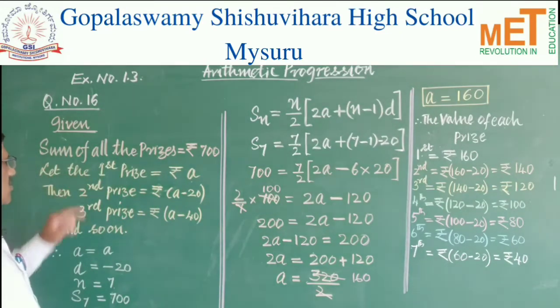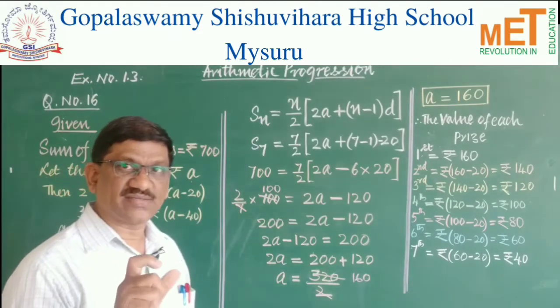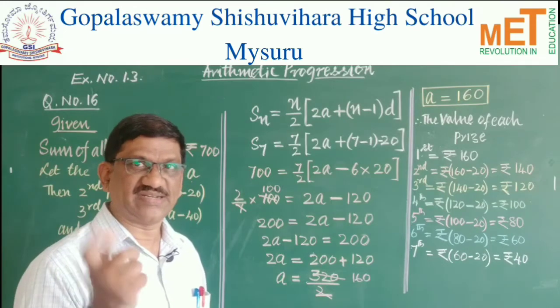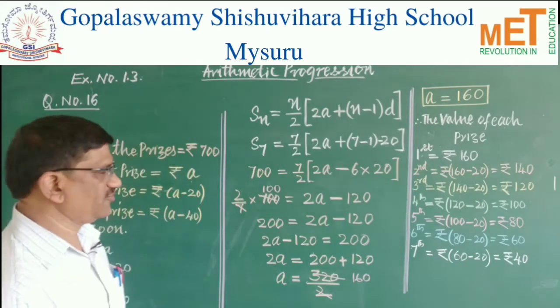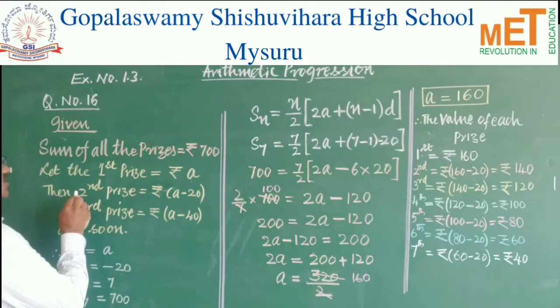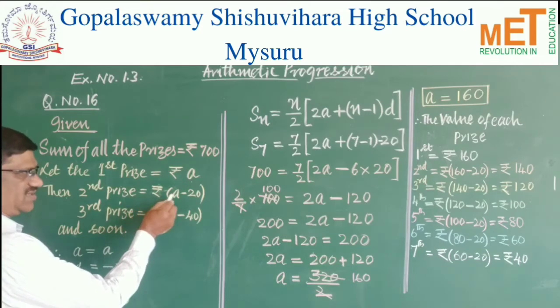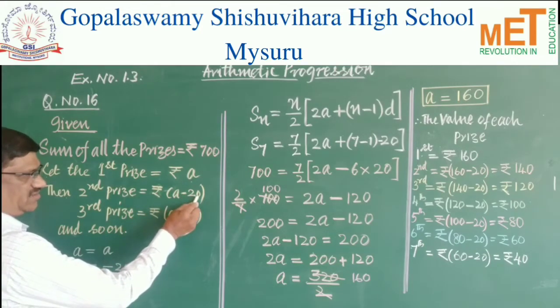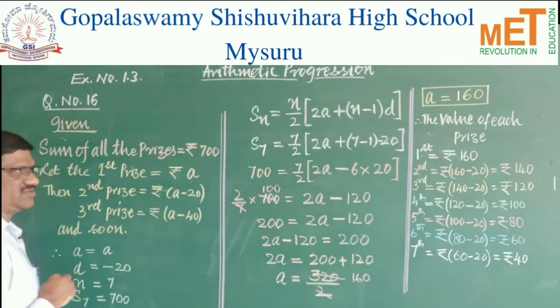So, let the cost of the first prize be A. Then, what is the difference between any two prizes? It is 20 rupees less than the cost of the previous prize, isn't it? So, the cost of the second prize is equal to rupees A minus 20. That means 20 rupees less than the previous prize.